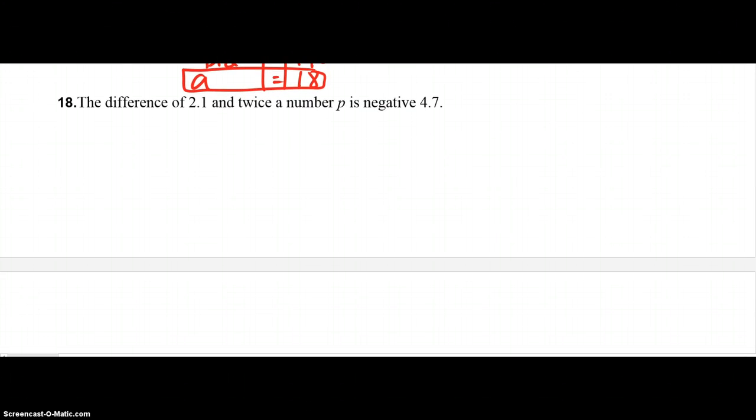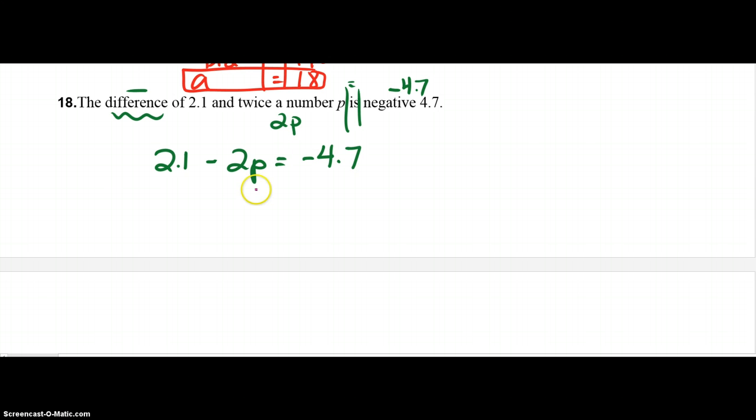So the difference of 2.1, so difference, we know that's going to be subtraction, of 2.1 and twice a number p, so 2p or 2 times p, is, we'll sign there, negative 4.7. So if we rewrite this, it's going to say 2.1 minus 2p equals negative 4.7. Now here we have our variable second, which is fine. We still have this positive 2.1 on the left side. So we want to make sure we get rid of that. So we're going to subtract 2.1 from both sides first.